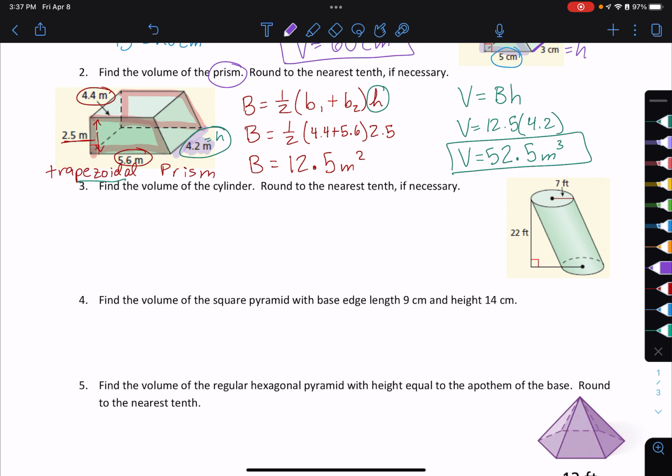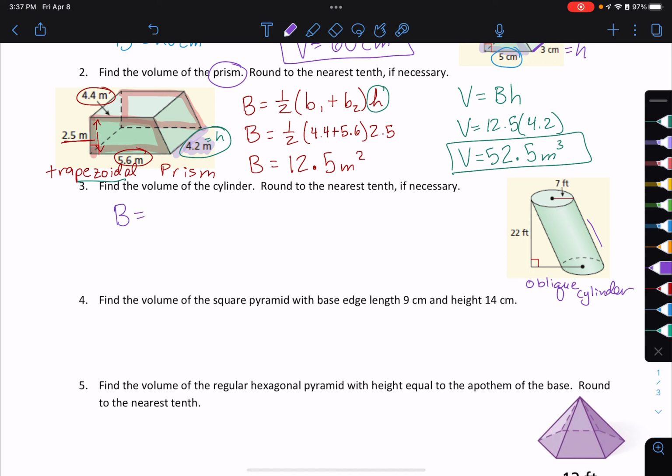So for number 3, it says find the volume of the cylinder. Round to the nearest tenth if necessary. So if I look at this one, I'm like, okay, so it's a cylinder. I notice that it's an oblique cylinder, which means that it's kind of slanty. You can see how our edges right here are not perpendicular to the base. But we can still find the volume.